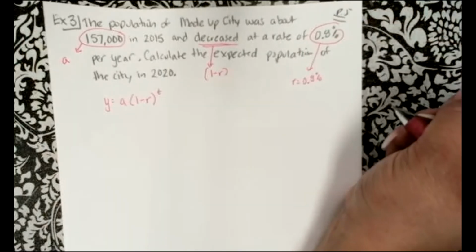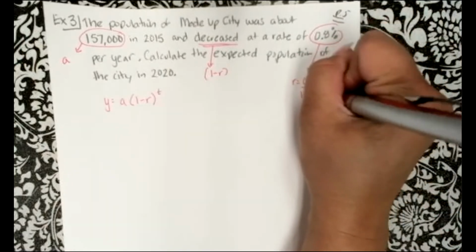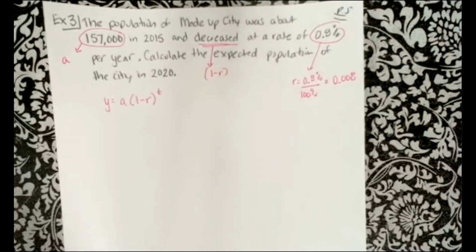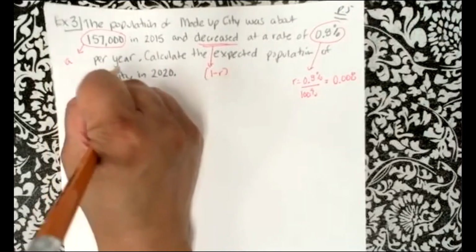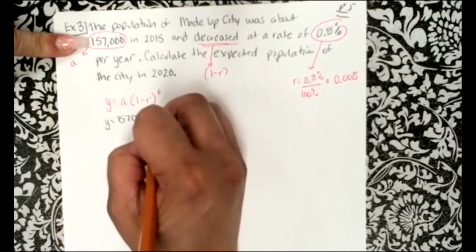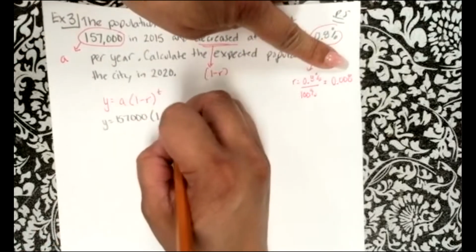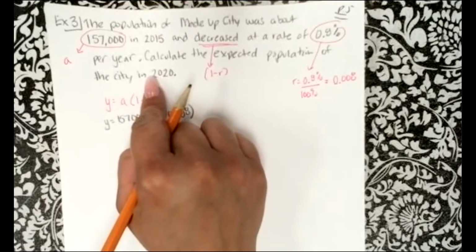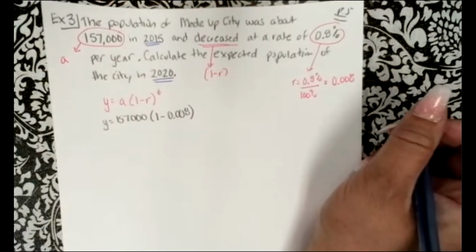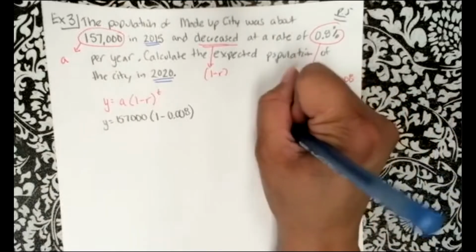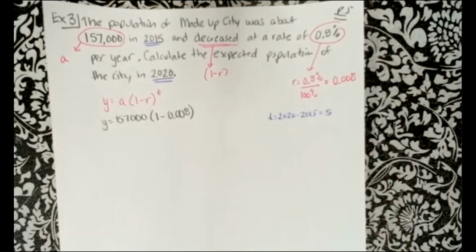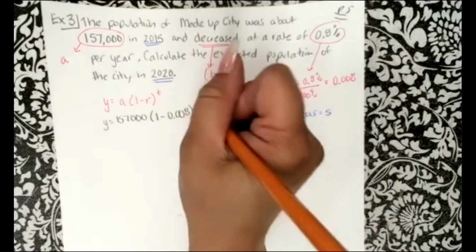Now we need to change that to a decimal, and to change that to a decimal, you need to divide it by 100%. And that's going to give me 0.008. So now I can go ahead and plug in the numbers. I have y equals the a value, times 1 minus the rate, which is 0.008. Now the time. On your time, you are going from 2015 to 2020. So you have 2020 minus 2015, so your time is going to be 5. So we are going to raise that to the 5th power.